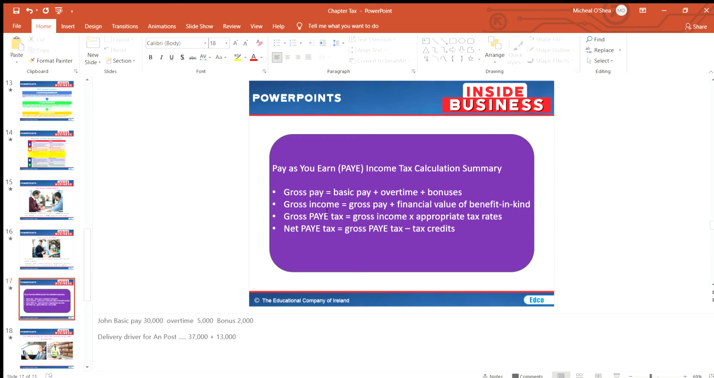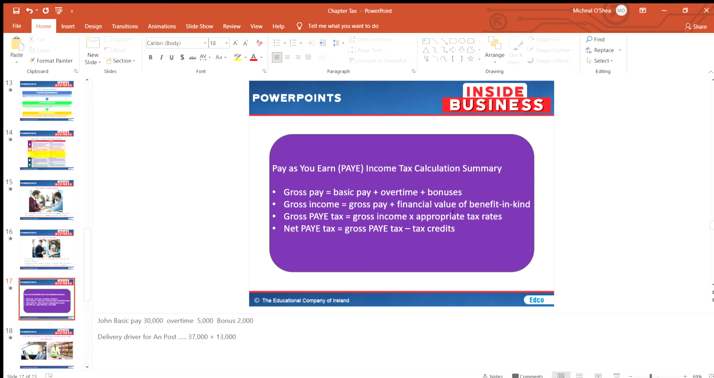But the next level of that is gross income. So gross income is your gross pay, which we just calculated, plus the financial value of benefit in kind. So let's say John's a delivery driver for An Post. In most cases like this, if you're doing a service like this, they'll give you a van, or a car, something like that, that you can drive around in for the deliveries. And that can be given to you as a financial benefit in kind. In certain employment, they'll give you a free car. Other people might just get a free phone, or free credit if they're involved in making a lot of business calls. So these are financial benefits in kind.